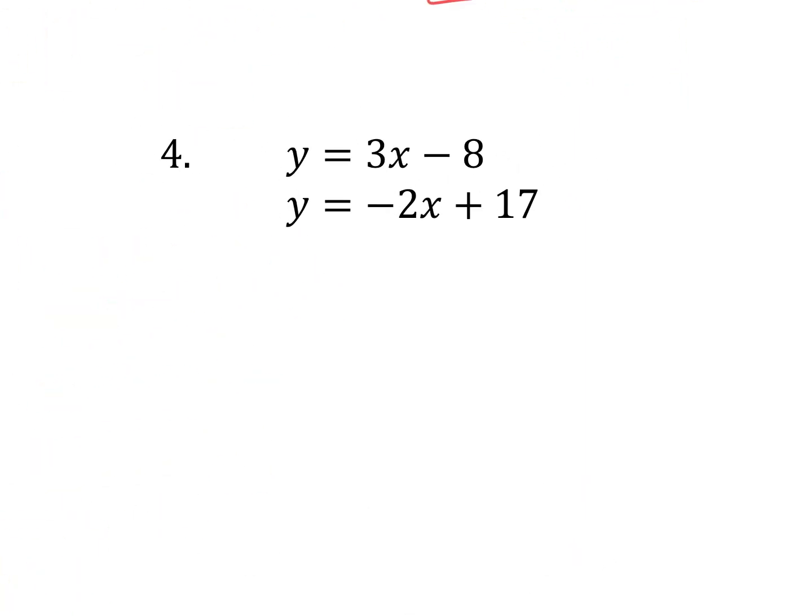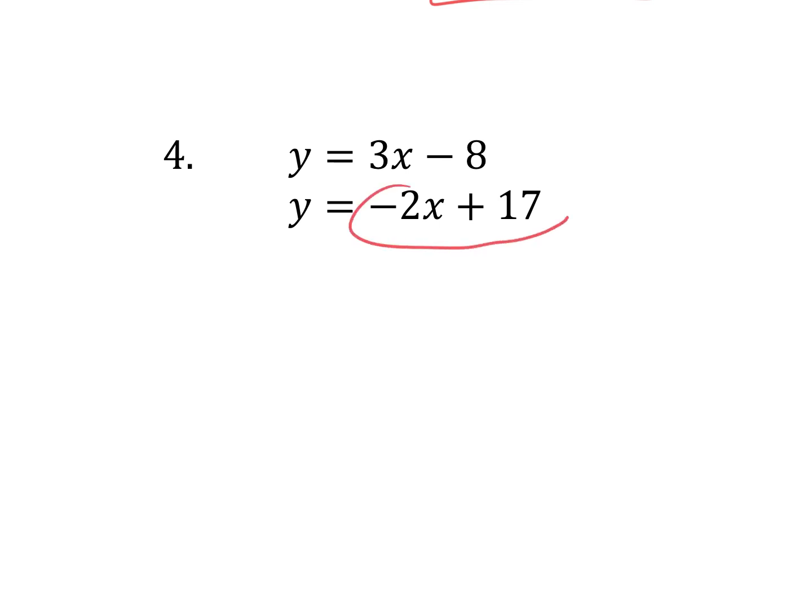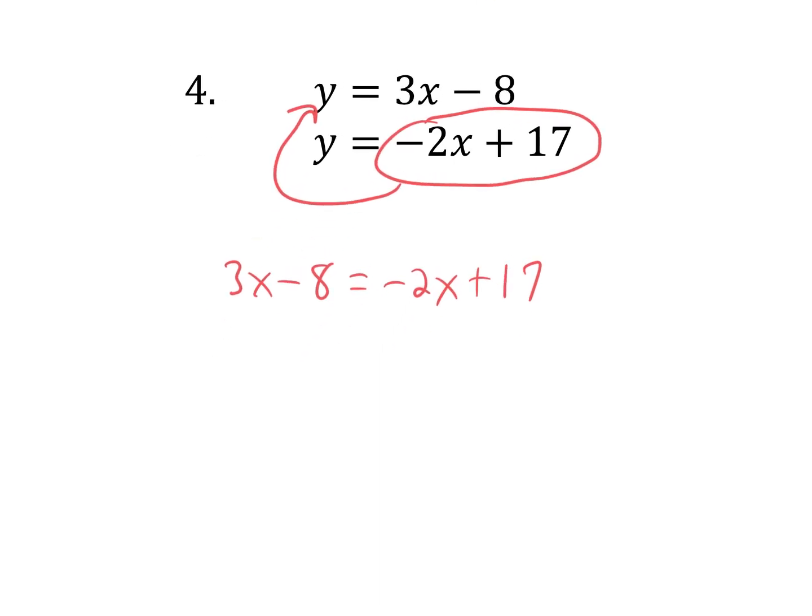All right, number 4, again, they're both equal to y, so they're equal to each other, or we can replace y in this equation with that, right? I'm actually going to flip them around here a little bit. So I'm going to do 3x minus 8 equals negative 2x plus 17. Either way, it's fine. I just like to keep the nicer numbers on the left usually. How do you solve for x now? I'm going to add 2x. So we get 5x minus 8 equals 17.